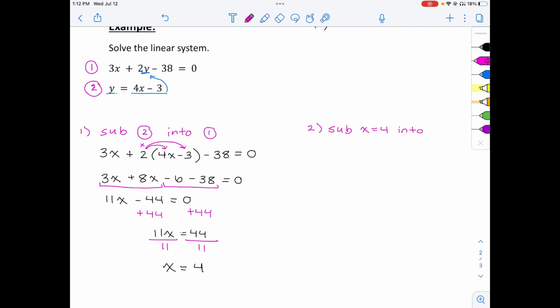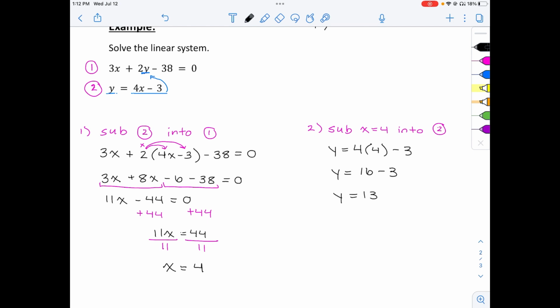You'll get the same answer either way because it's the point of intersection, so it lies on both of those lines. I'm going to sub it into equation 2 just because that one's already isolated for y, so it's just a bit quicker to calculate. So I will have y equals 4, and instead of x, I'm subbing in 4 there. Subtract 3, and then I'm just calculating. So y is equal to 4 times 4 is 16, and then I'm subtracting 3. So y is equal to 13.